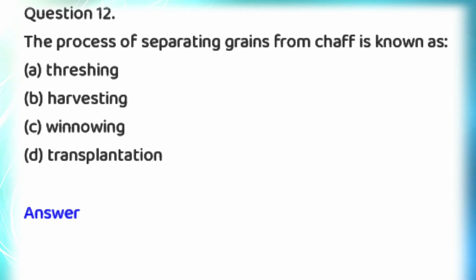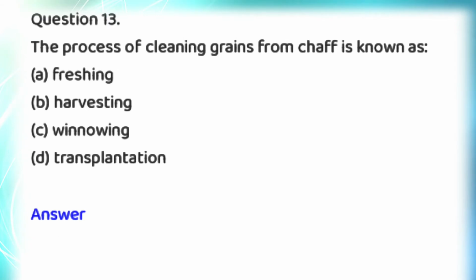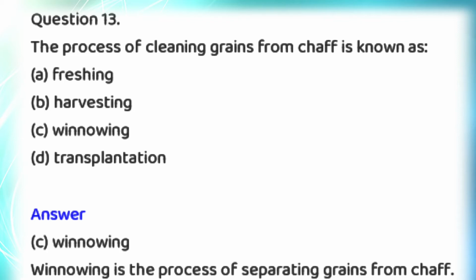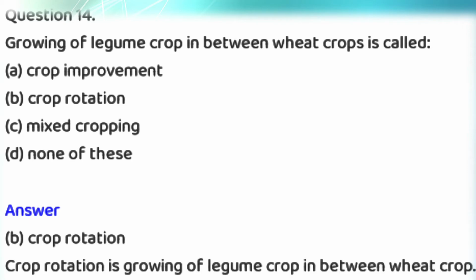Twelfth question: the process of separating grains from chaff is known as threshing, harvesting, winnowing, or transplantation? And the answer is threshing. Threshing is the process of separating grains from chaff. Thirteenth question: the process of cleaning grains from chaff is known as threshing, harvesting, winnowing, or transplantation? And the answer is winnowing. Winnowing is the process of separating grains from chaff. Fourteenth question: growing of a legume crop between wheat crops is called crop improvement, crop rotation, mixing crop, or none of these? And the answer is crop rotation. Crop rotation is growing of a legume crop between wheat crops.